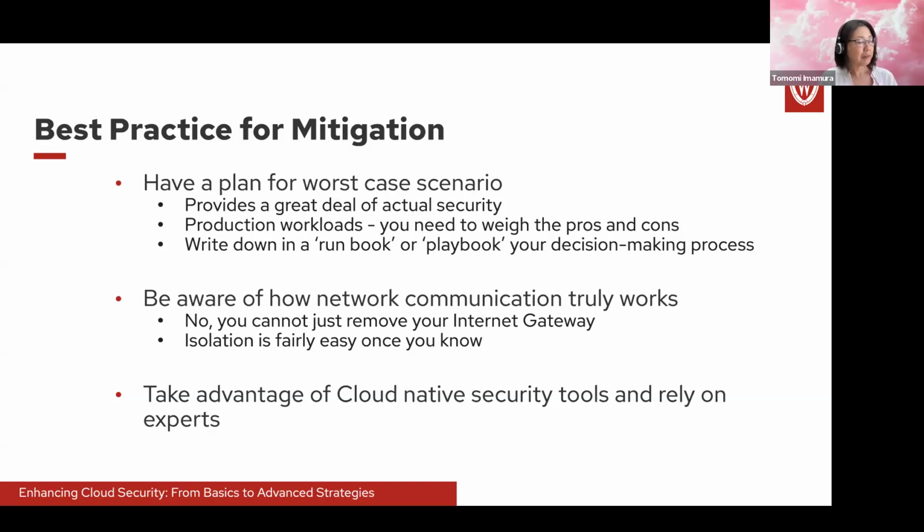In a cloud environment, taking a server offline, no such thing exists. So you can't really just remove your internet gateway to disconnect from the internet. So you need to understand how network communication truly works. And then you can receive alerts, as Hela mentioned earlier. So you could use the cloud native security tools. Examples of cloud native security tools would be something like CloudTrail, GuardDuty, AWS Config, those things, and equivalent tools for Google and Azure.